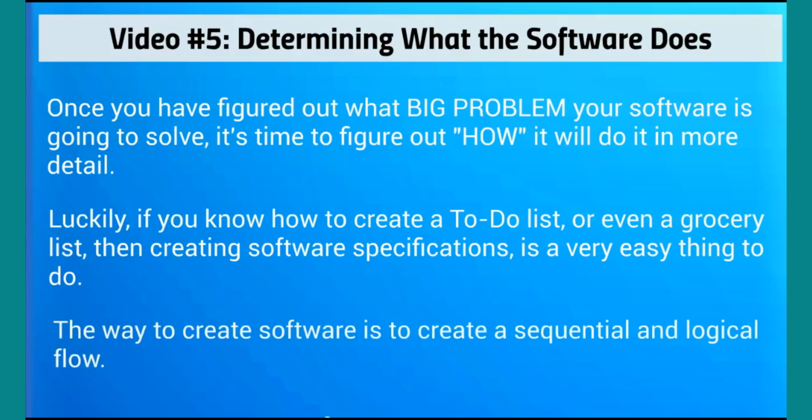Now, the way to create software is to create a sequential and logical flow. So it's not going to be just a randomized grocery list. It's going to be a sequential logical flow, so whatever you do in the beginning is going to impact the end. And it'll make more sense in just a second.